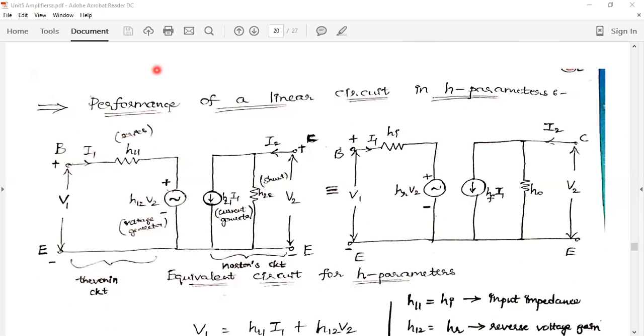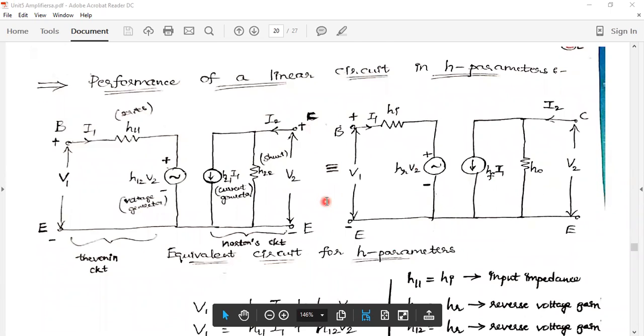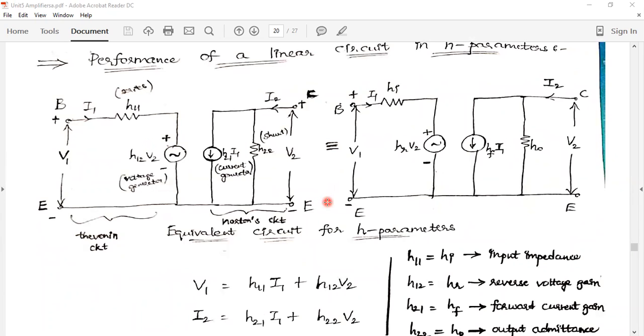This is the circuit diagram for H parameter model analysis. We can call this two port analysis also. Two port analysis, for which we draw a block like this.